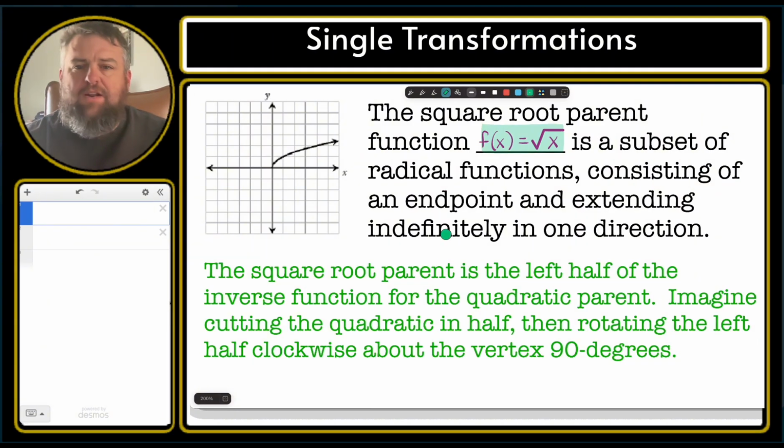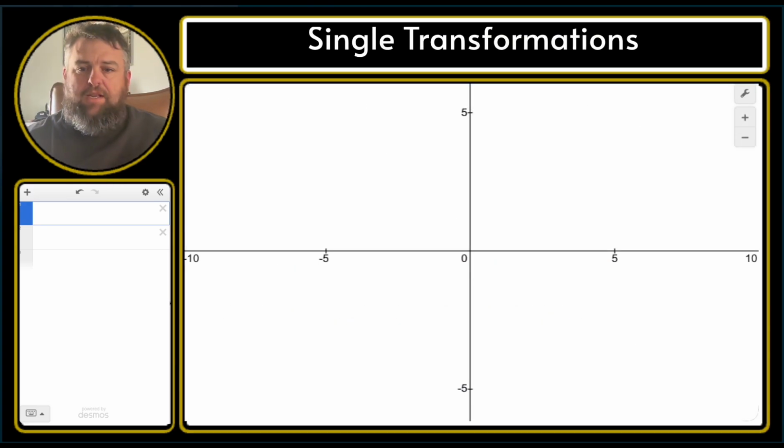a subset of radical functions consisting of an endpoint, such as starting here at the origin, and extending indefinitely in one direction. Now, the square root parent function is the left half of the inverse function for the quadratic. So imagine cutting the quadratic in half and then rotating the left half clockwise about the vertex 90 degrees.